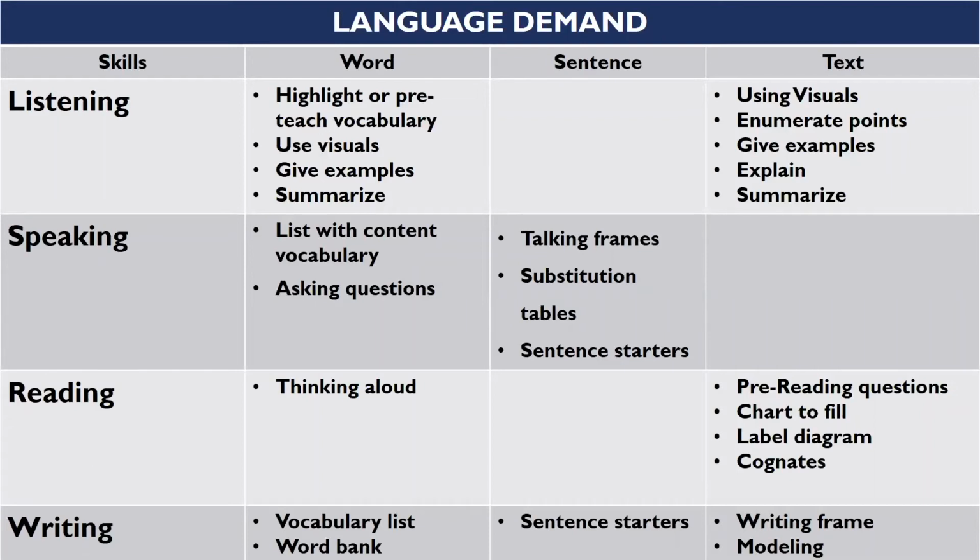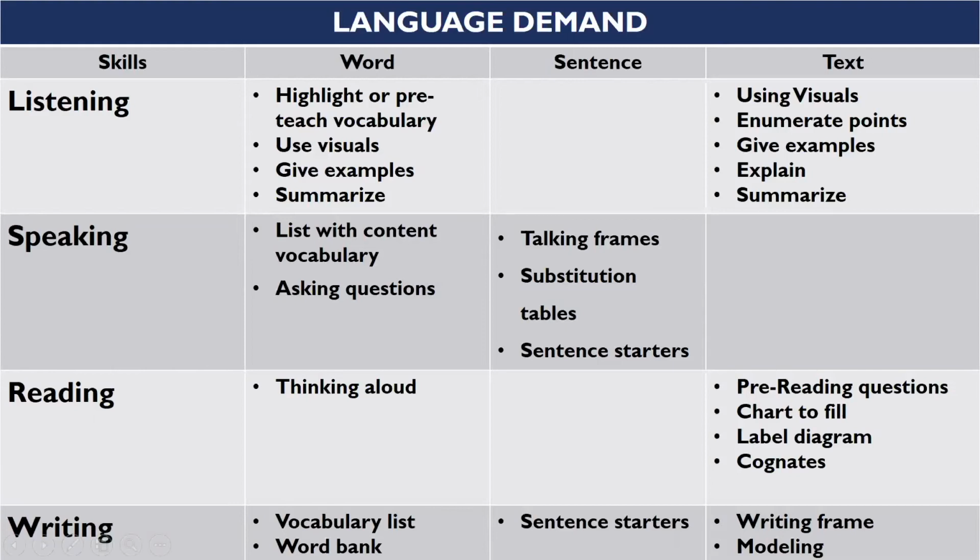First of all, highlighting or teaching vocabulary. This is going to be very useful for them, so they won't have problems understanding the reading afterwards. Giving them examples, summarizing something in a very simple sentence. That's at the word level. For example, at the text level, using visuals, explaining, summarizing.